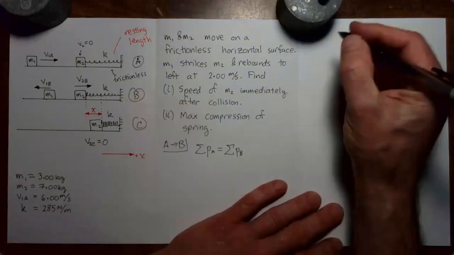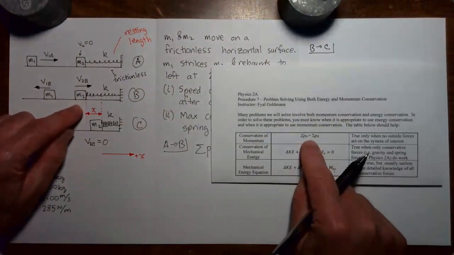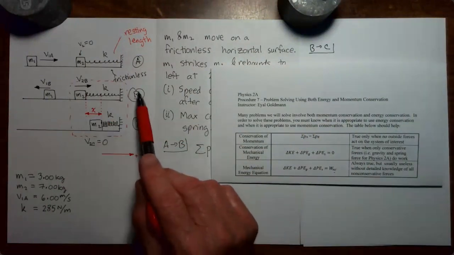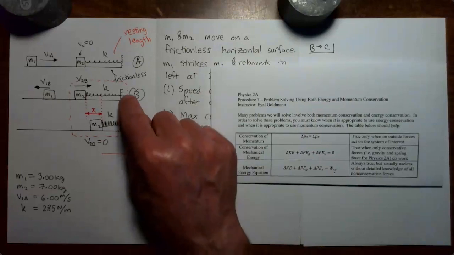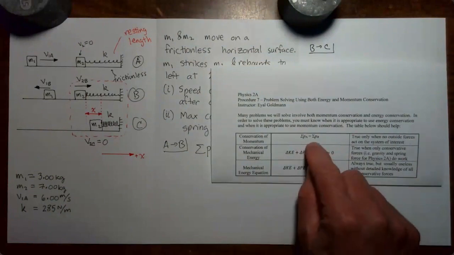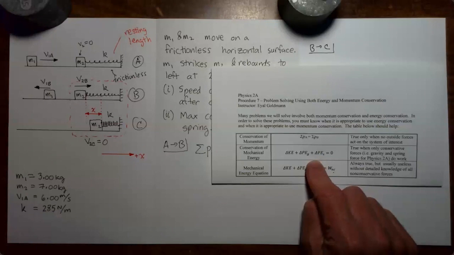Okay, what about from B to C? As we go from B to C, can we use conservation of momentum? As we go from situation B to situation C, the system that we're interested in is mass 2 and the spring. Are there any outside forces acting on that combination of mass 2 and the spring? Yes, the wall is exerting a force on the spring, and because of that, conservation of momentum is out the window.